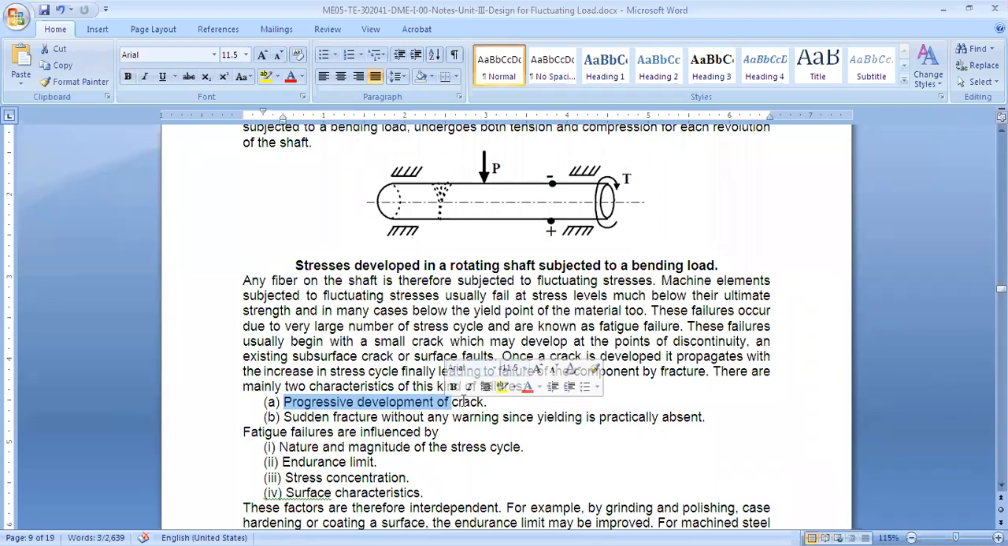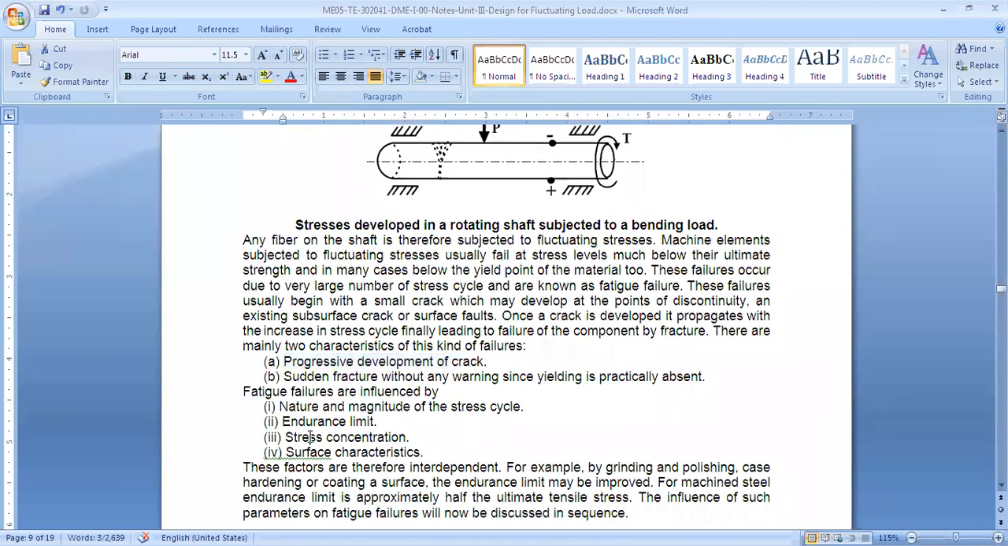That means to start the crack, if the element is more polished, the possibility of having cracks will be less. If it is not polished, if it is rough, then development of the crack will happen earlier. So surface finish is very important for fatigue failure. A properly polished element will have better strength in fatigue.